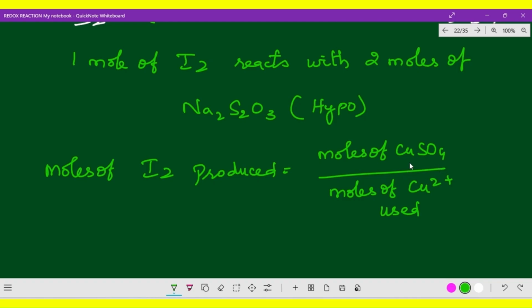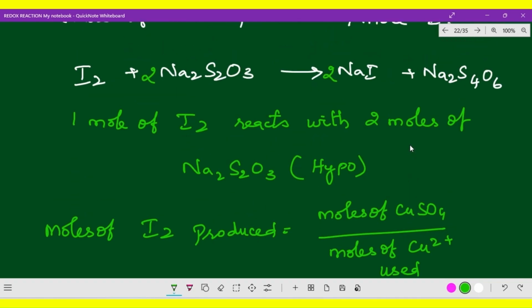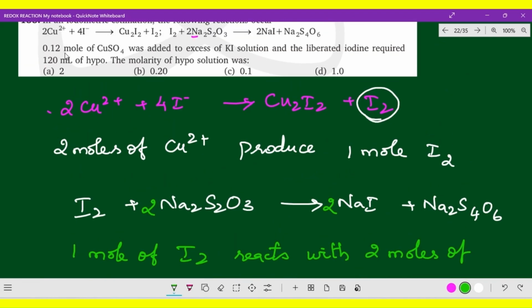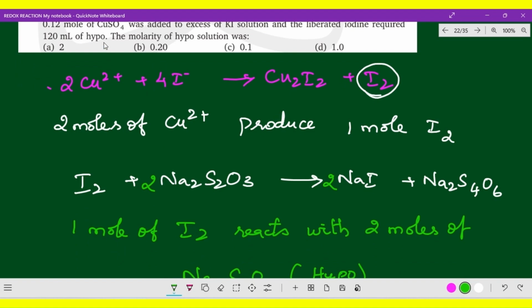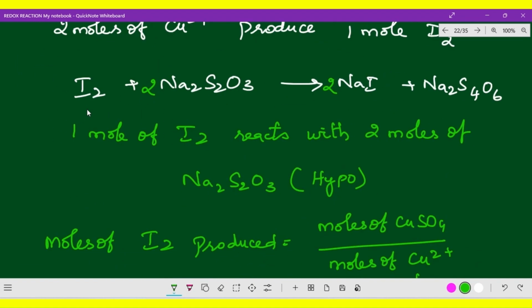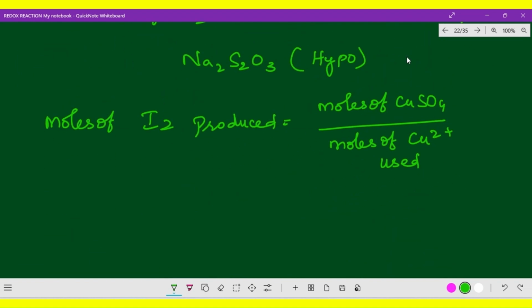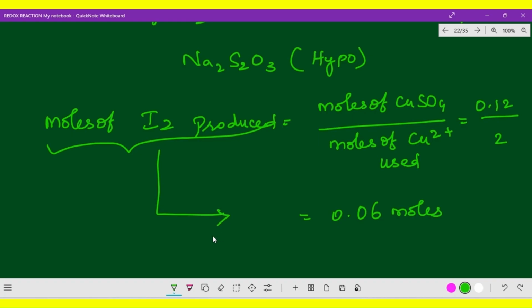To apply the value: moles of CuSO4, the question itself provides it, 0.12 mole of CuSO4. And how many moles are consumed? 2, right? That is why I purposely gave this formula, for you to understand the question. Apply the value: 0.12 mole divided by the number of moles used in the stoichiometric equation, 2. Here you will get 0.06 moles. So moles of I2 produced is 0.06 moles.